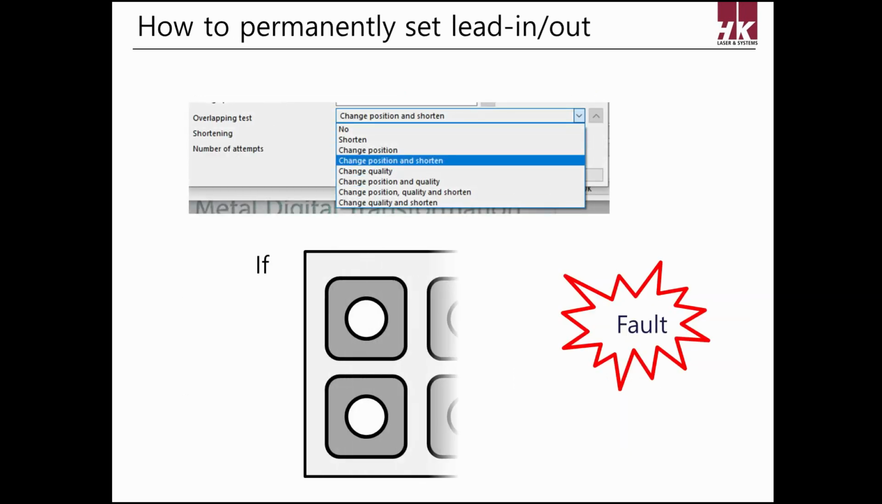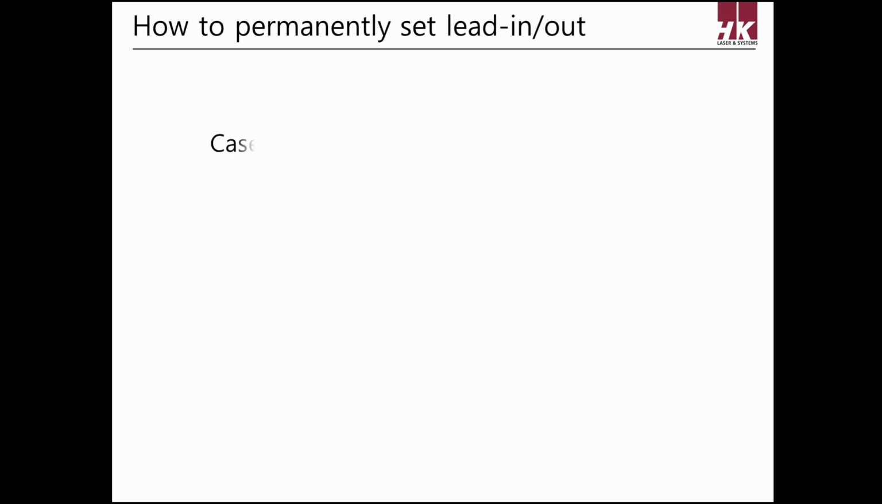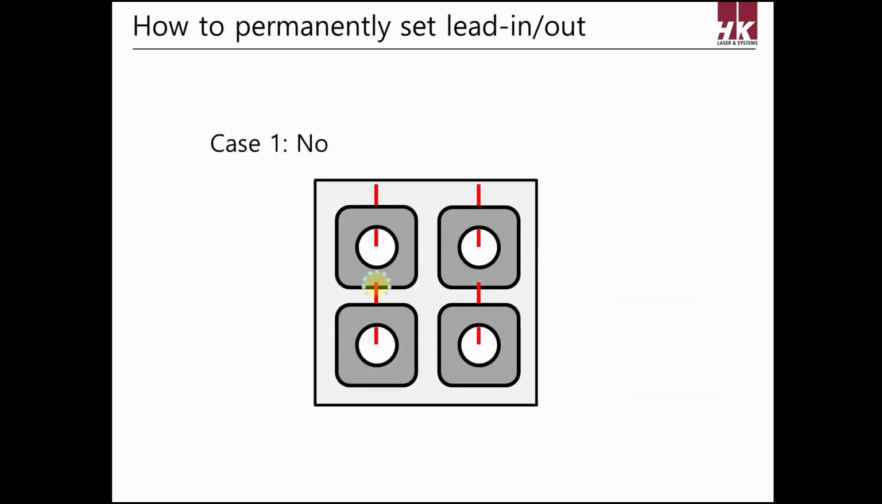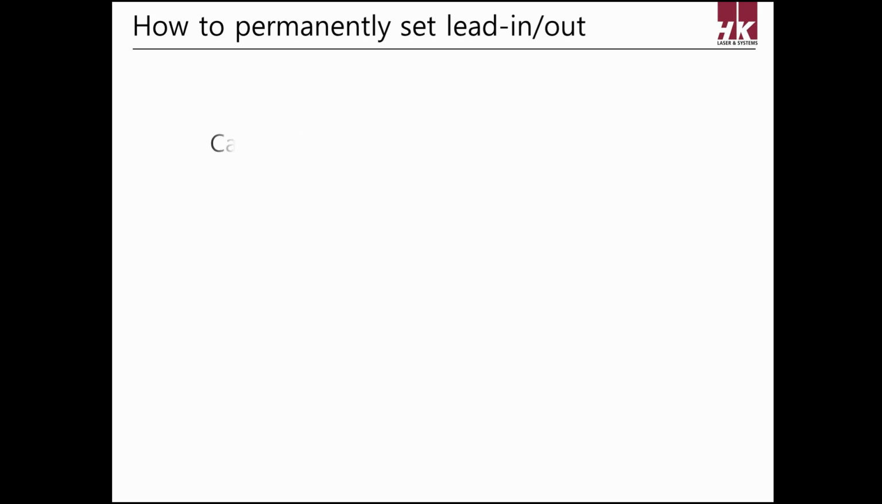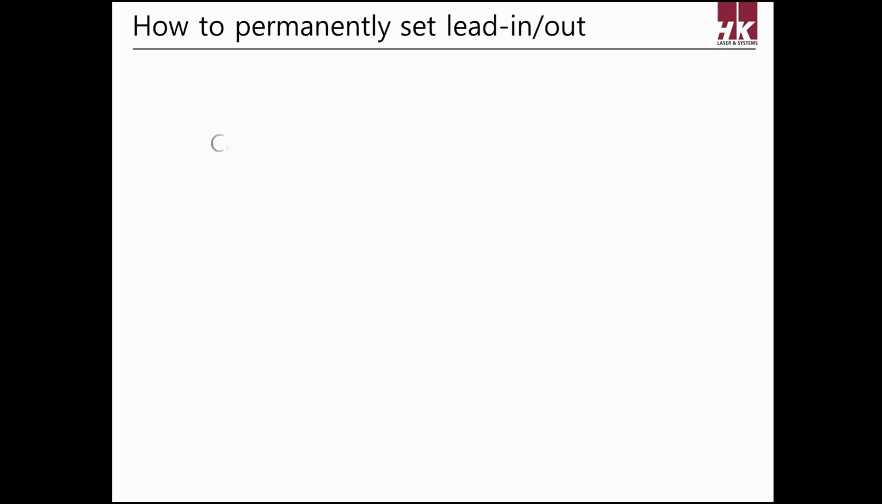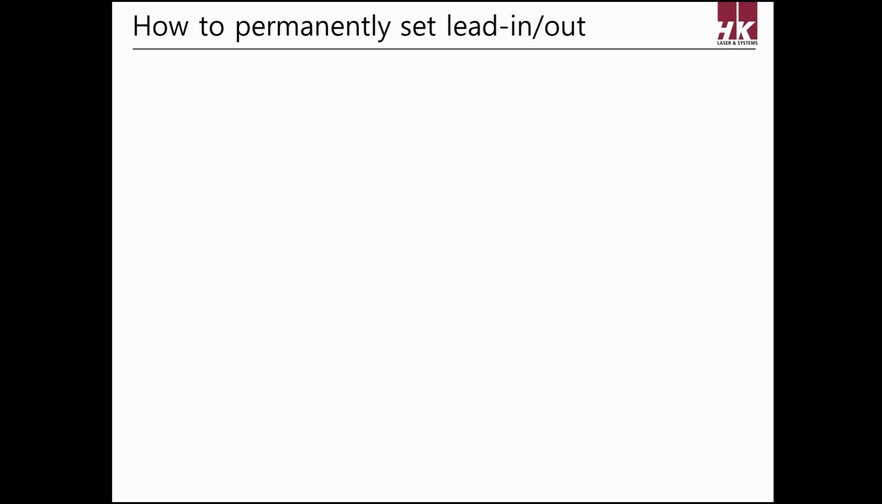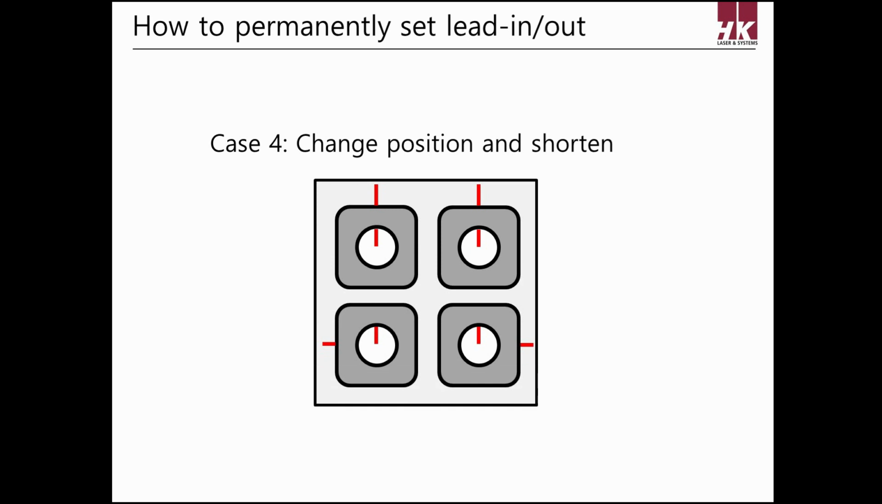Lastly, let's learn about overlapping test. This is to avoid cutting failure if lead-in is too long, which would cause damage to another part. No means change nothing. Shorten means shorten lead-in when damaging another part. Change position means changing lead-in position to avoid damage. Change position and shorten is normally used, trying to change position first, and trying to shorten instead if that fails. We've learned about automatic lead-in lead-out settings so far.